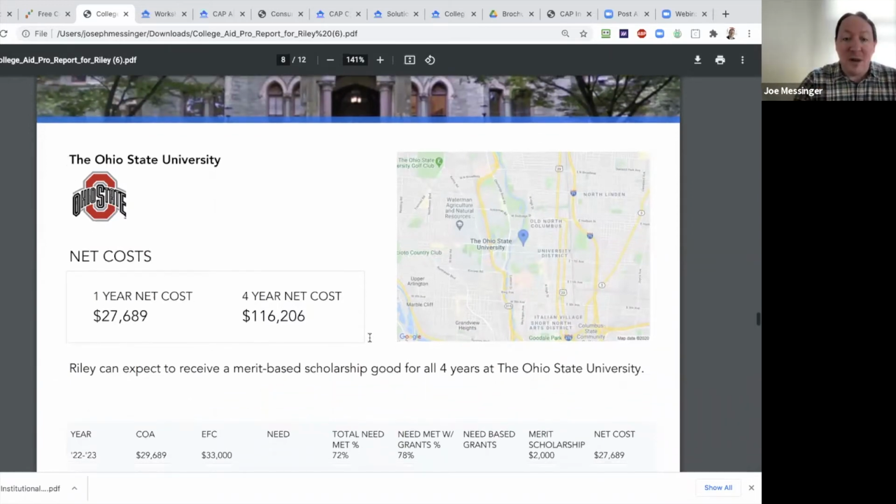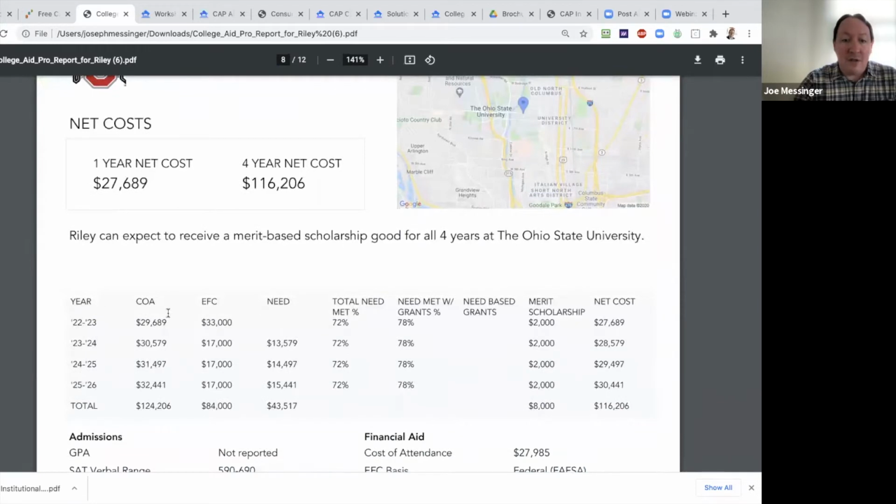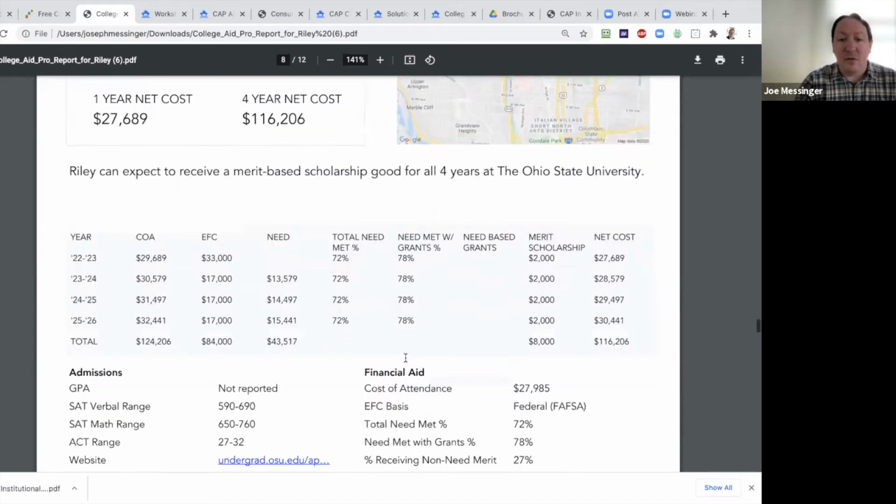So we help illuminate that and understand, here's how this is going to shake out if you were to look at Ohio State. You're going to get a little bit of merit scholarship, good for all 4 years, $2,000 off the sticker price. So, not bad, but not a tremendous scholarship.